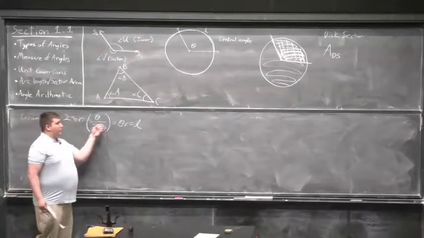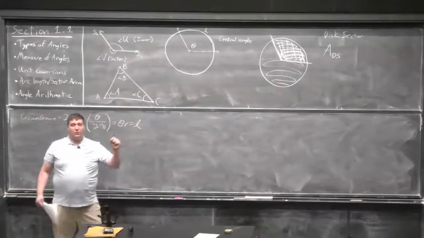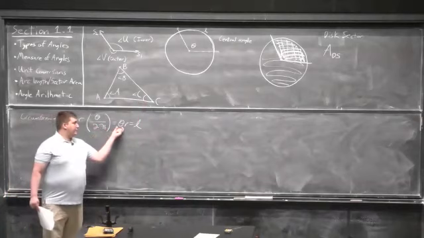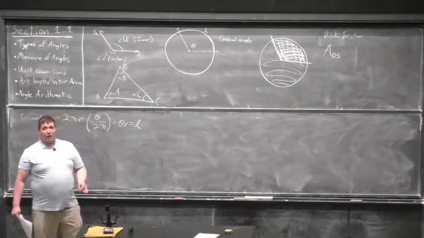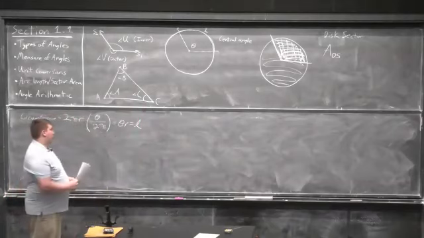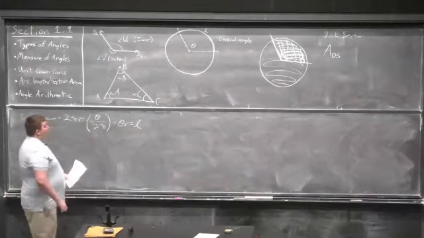And again, we can rediscover this by saying, what's one turn? One turn is 2 pi radians. Well, 2 pi radians times r is 2 pi r, which is the circumference. Okay.